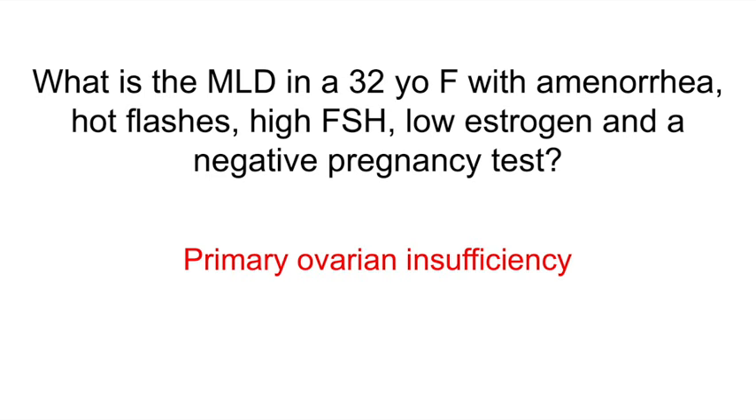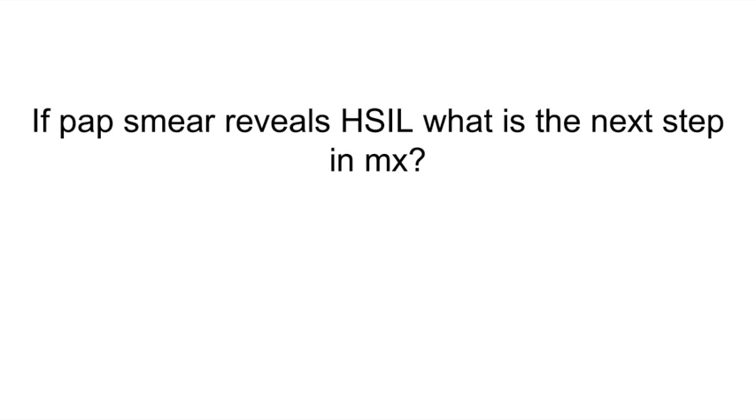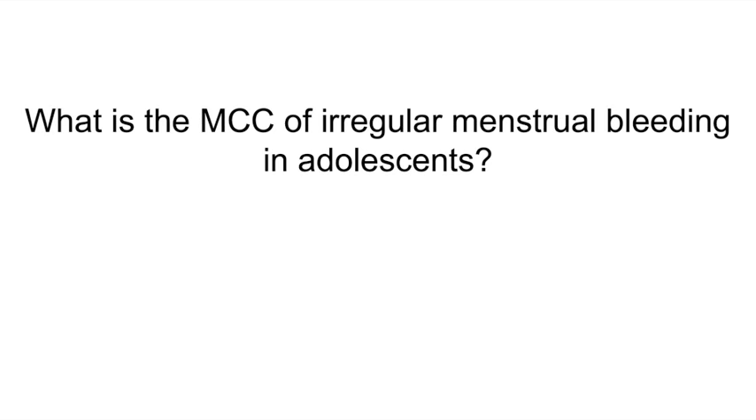have an intact uterus. If pap smear reveals HSIL, what is the next step in management? Colposcopy. What is the most common cause of irregular menstrual bleeding in adolescents? Anovulation. So typically at menarche, adolescents can experience anovulation or just irregular periods for 1 to 2 years. The treatment for these patients includes reassurance and observation.